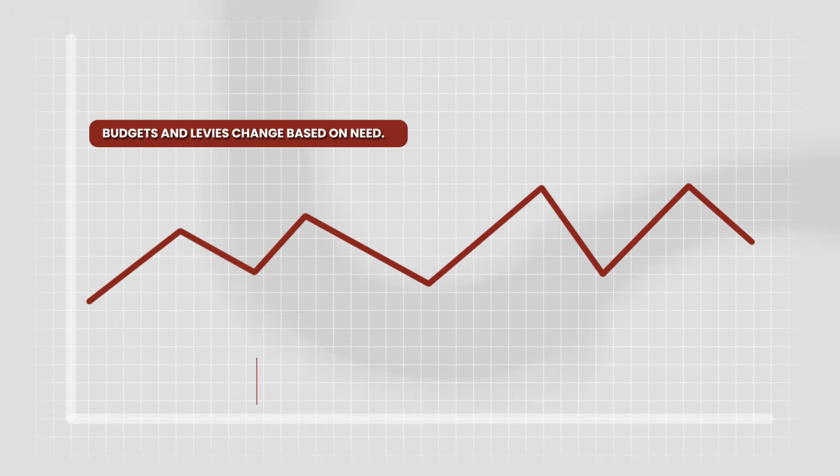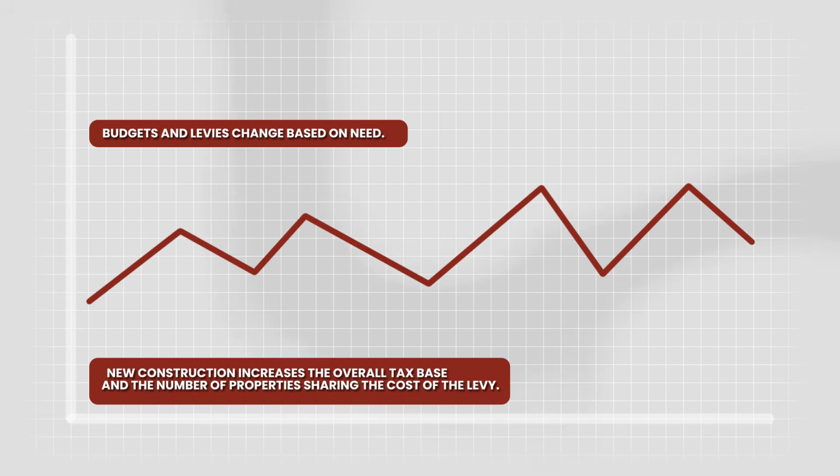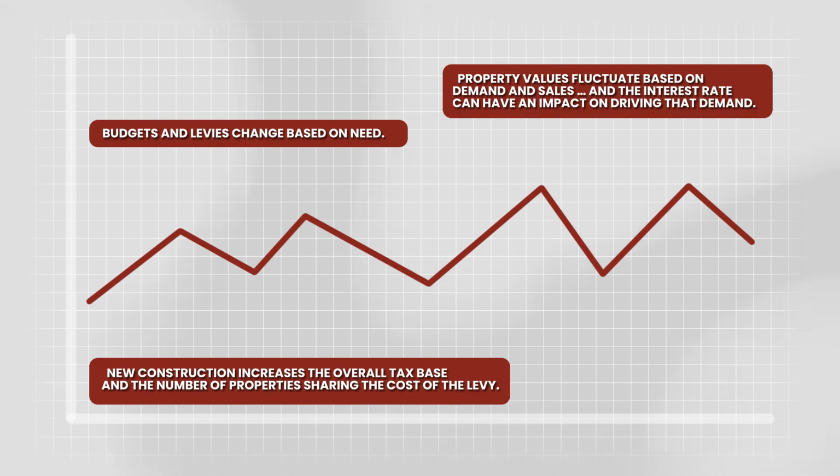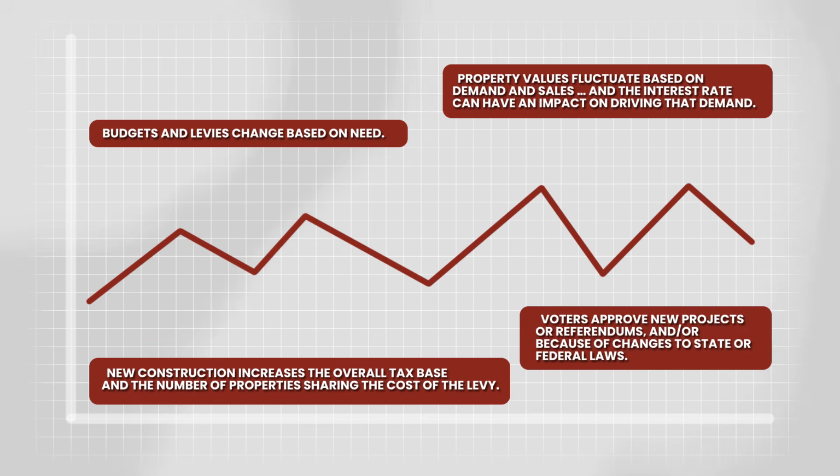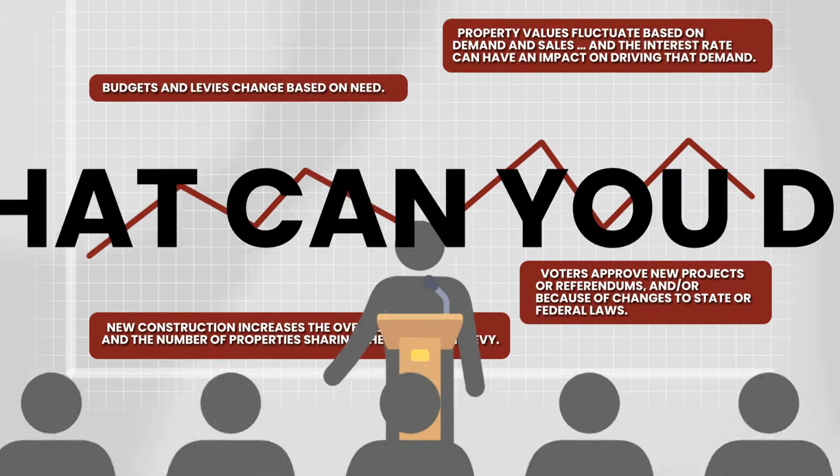New construction increases the overall tax base and the number of properties sharing the cost of the levy. Property values fluctuate based on demand and sales, and the interest rate can have an impact on driving that demand. Voters approve new projects or referendums, and/or because of changes to state or federal laws.